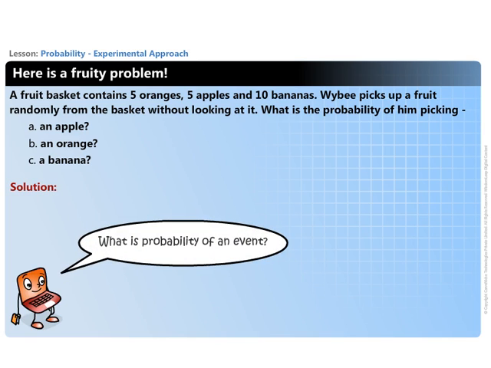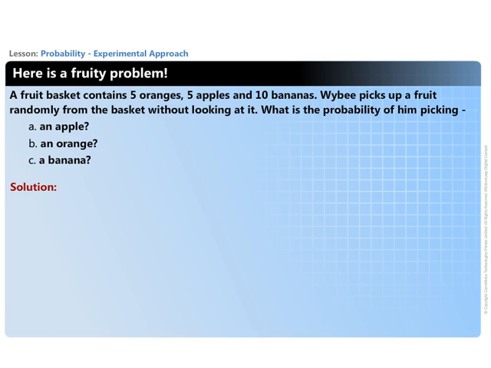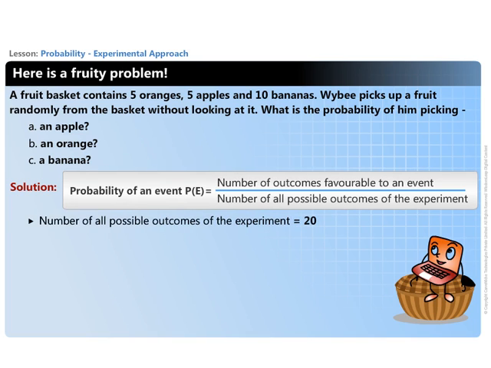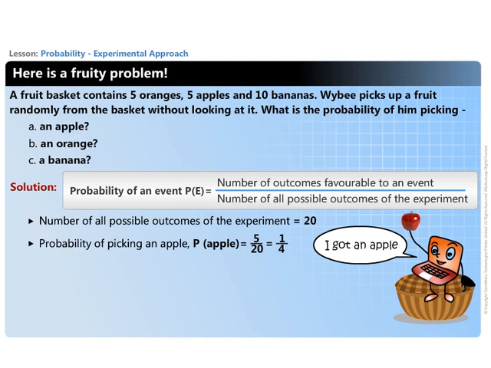Two coins are tossed simultaneously. Find the probability of getting A. 2 heads, B. 1 head, C. At least 1 head, D. Not more than 1 head, and E. No head. What is probability of an event? We know that probability of an event, P(E), is the ratio of number of outcomes favorable to an event to the number of all possible outcomes of the experiment.